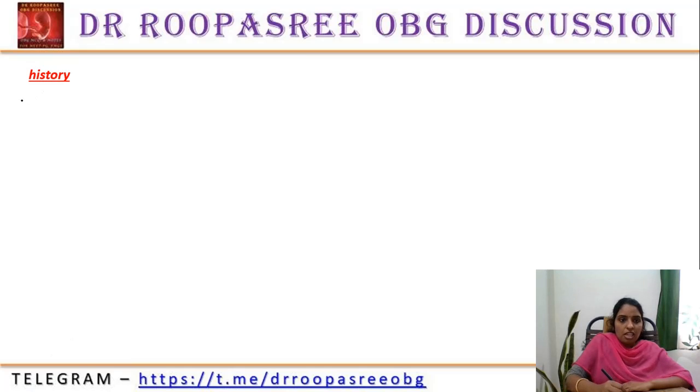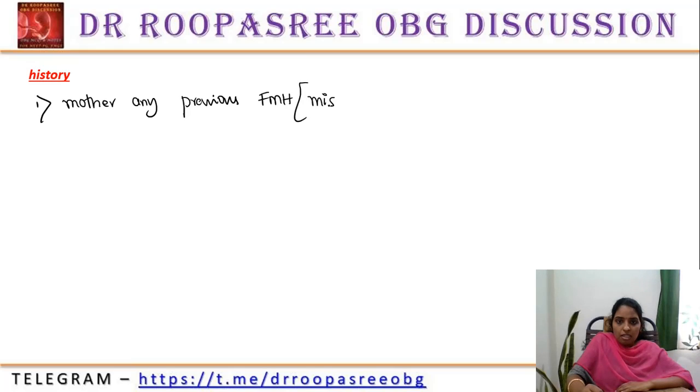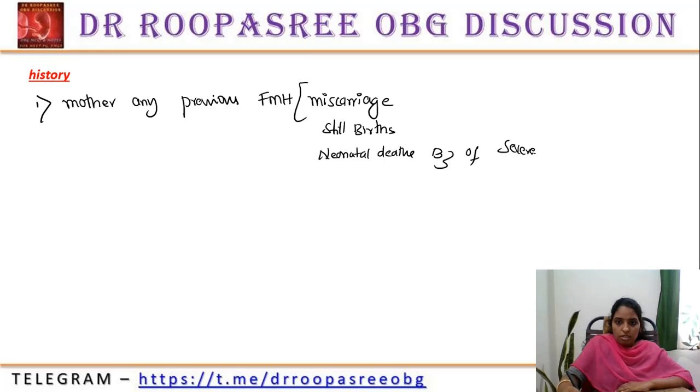Next, history. History taking means you'll ask the mother, the patient, about any previous feto-maternal hemorrhagic conditions like miscarriage, stillbirths, or any neonatal deaths because of severe jaundice. You'll inquire about all these conditions.